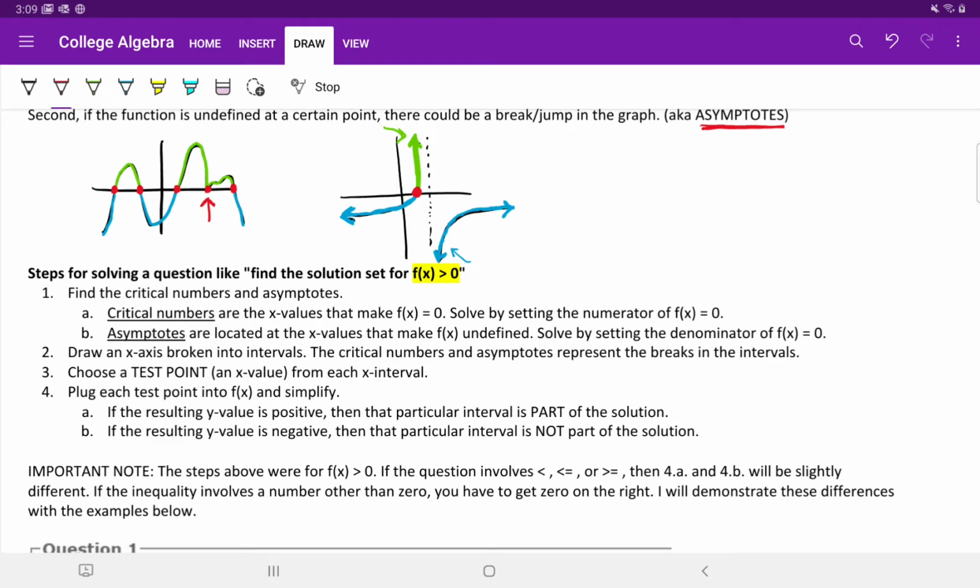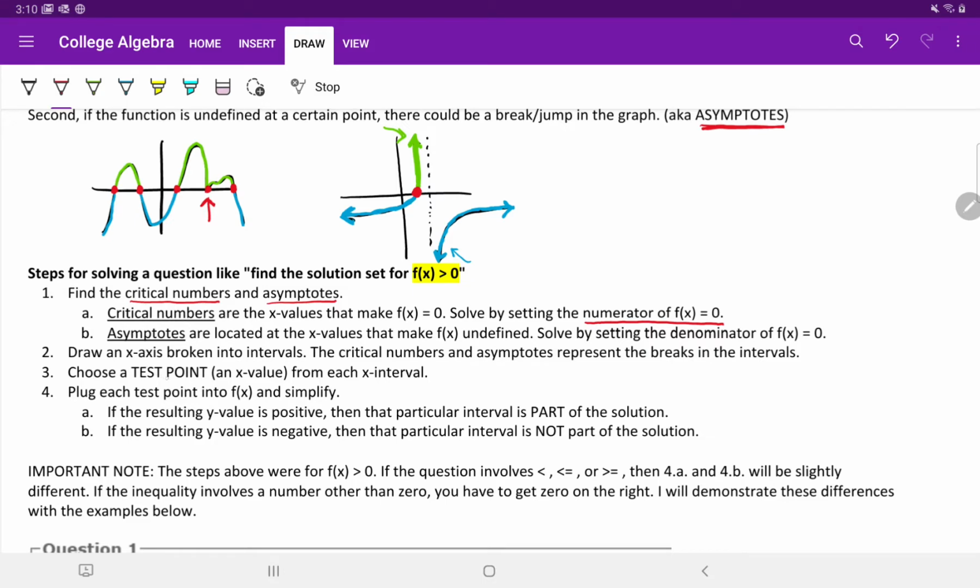First, find the critical numbers and the asymptotes. Critical numbers and asymptotes. These two things represent places where our function could go from above the axis to below the axis, or from below to above. Critical numbers are x-intercepts. So these are the x values that make f of x equal 0. They're the zeros of our function. They are the roots of our function. So we solve these by setting the numerator of our function equal to 0 and solving for x.